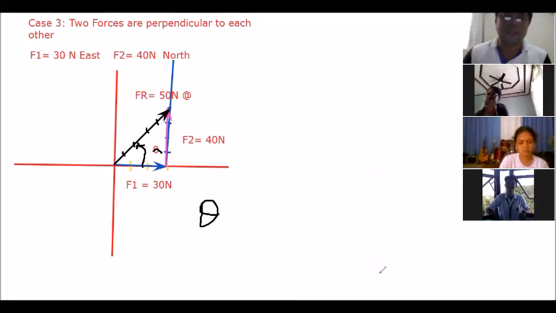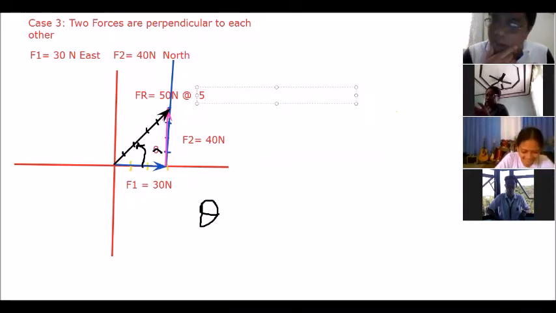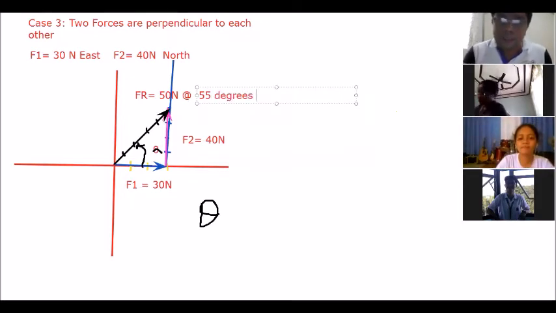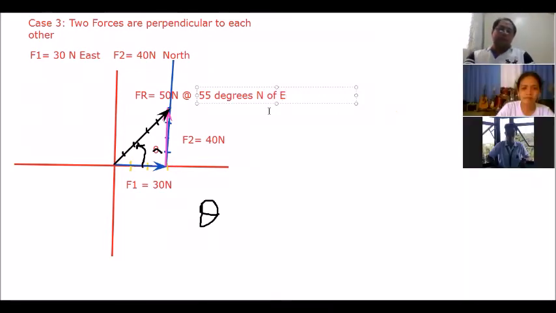So how about the angle now? How much is our theta here? So theta is how many degrees? 50. 55, sir. In your protractor, 55 degrees. North of east. Sir, I only got 50.